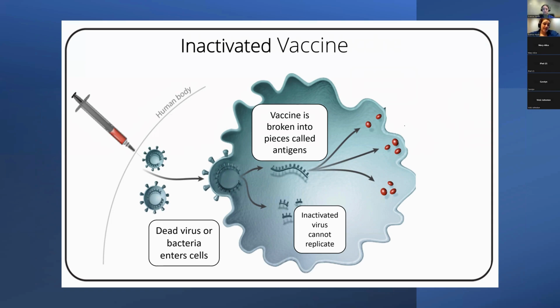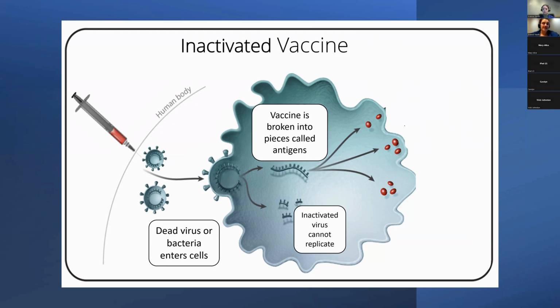Because they use dead viruses, they don't produce as strong of an immune response, which means these are ones that usually have booster shots throughout the years. For example, tetanus. Tetanus is an inactivated vaccine, which is why it's recommended every 10 years to get your tetanus shot.